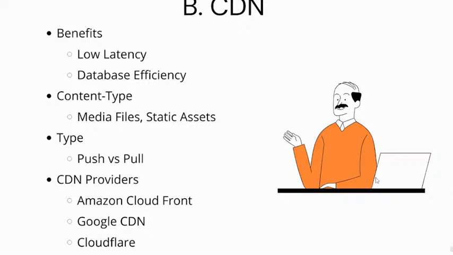Secondly, you will learn there are different types of data that can be stored on CDN servers, such as video files, audio files, images, and static assets such as your website logo. We also learned the pros and cons of using push versus pull type of CDN service. There are different types of CDN providers that are available today, and some of those common ones are as follows: Amazon CloudFront, Google CDN, Cloudflare, etc.